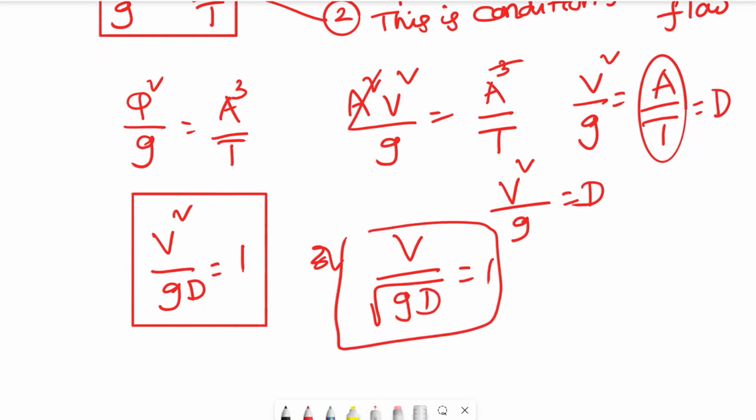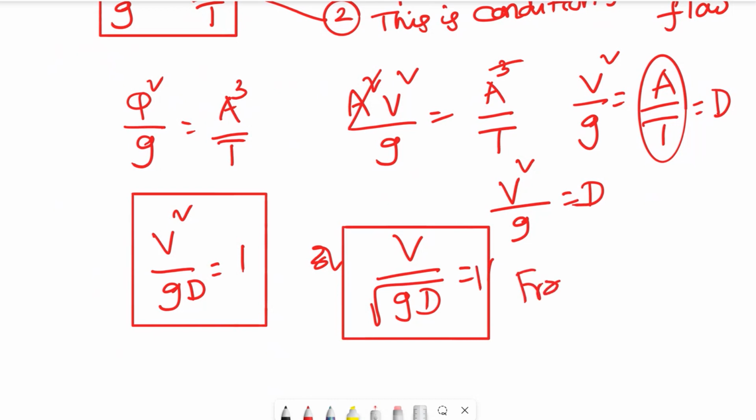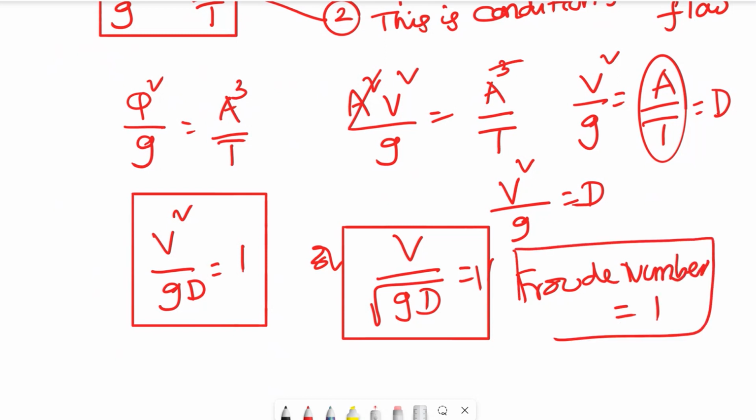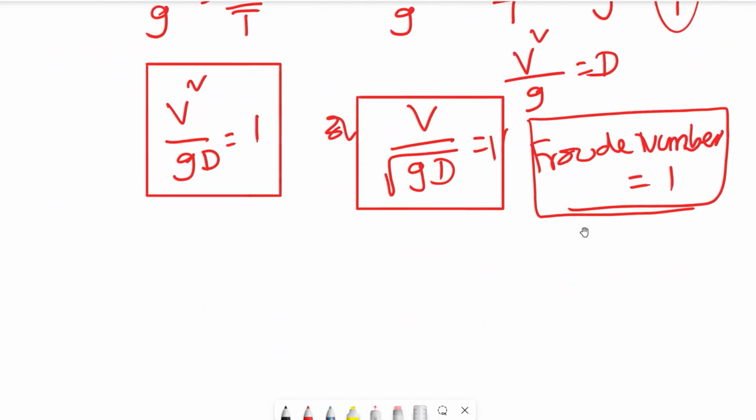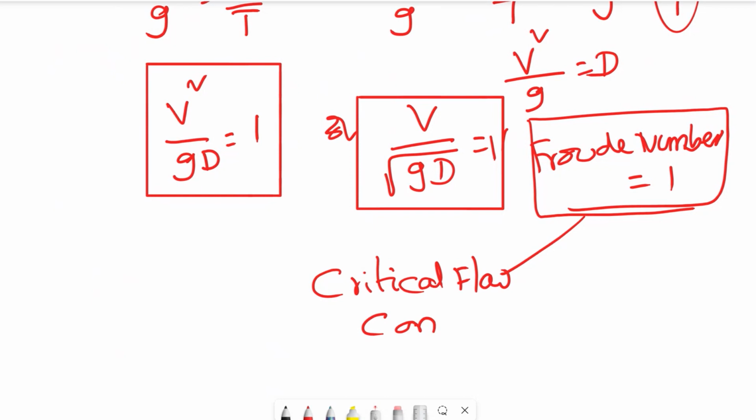Already I have told you a number of times that this corresponds to the Froude number equal to 1. Froude number 1 means automatically it is the critical flow condition. So that's why I told you. The first thing you should understand here, the conclusion point, is like this.